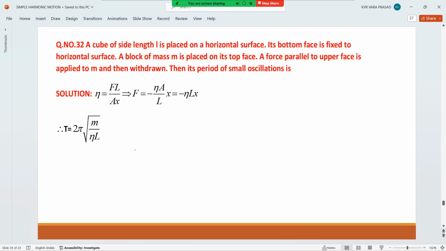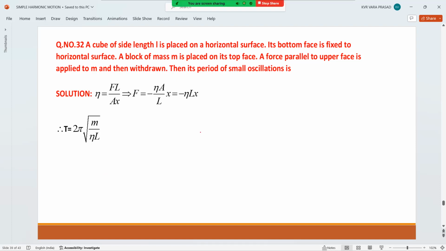Read the question. A cube of side length L is placed on a horizontal surface. Its bottom face is fixed to the horizontal surface. A block of mass M is placed on its top face. A force parallel to the upper surface is applied to M and then withdrawn. Then its period of small oscillations is? So first make a diagram for this one. You can try it on your own, then you can see the solution.